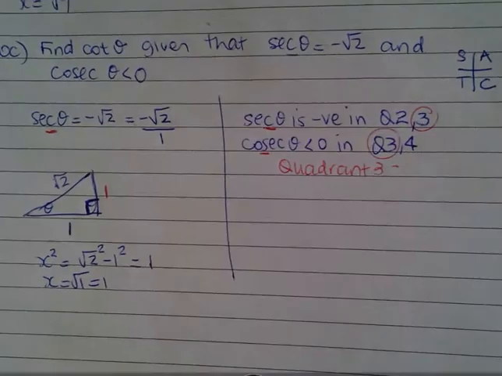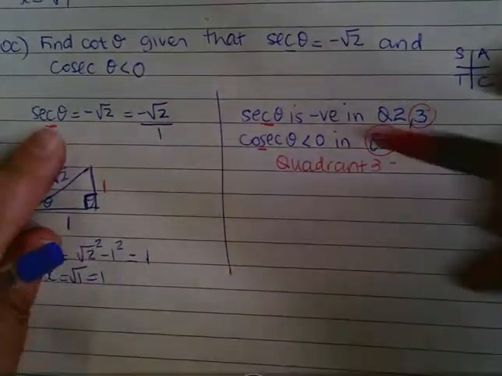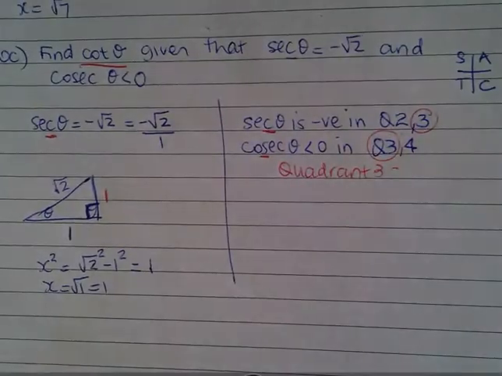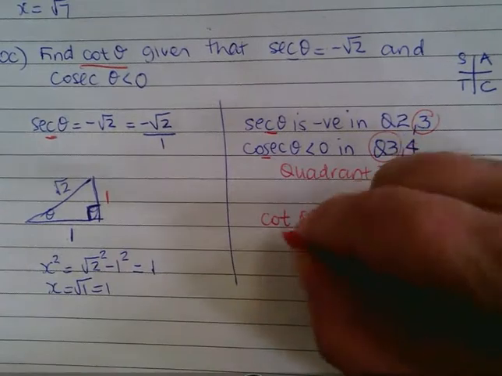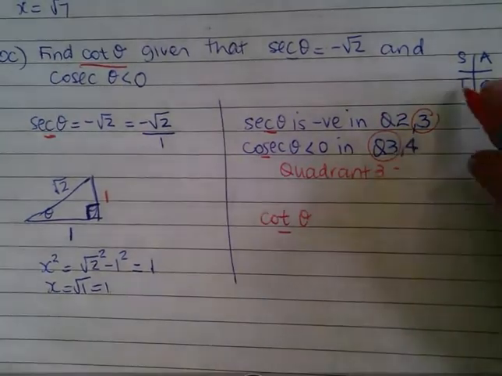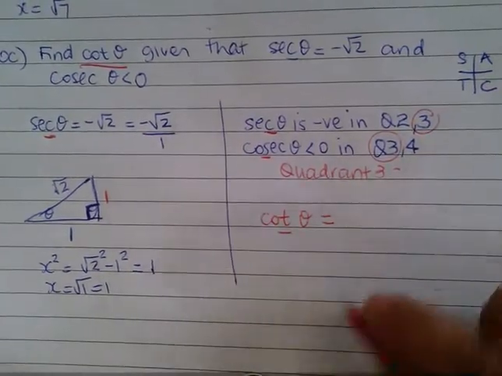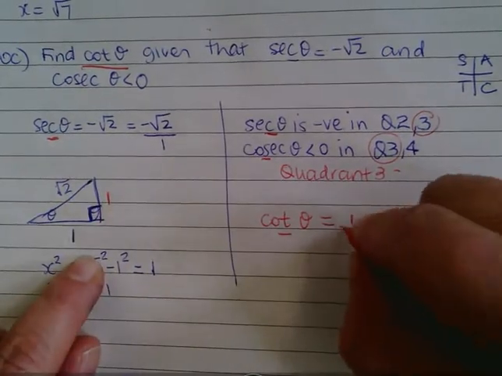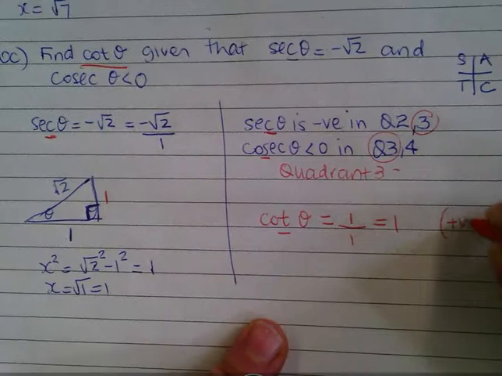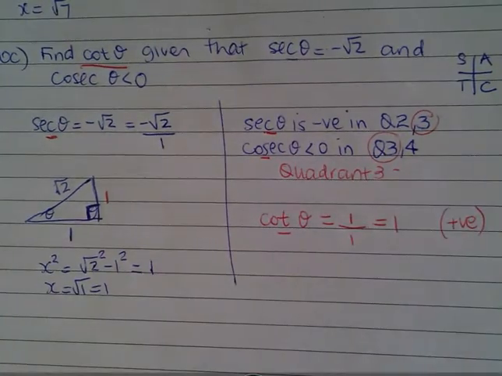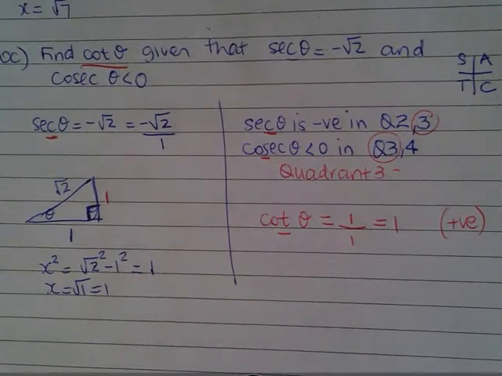And now you can answer your question, which is to find cot. Tell me about cot in quadrant 3. Cot theta is whatever tan is. Positive. So it's positive. 1 on 1, which is 1. It's positive in quadrant 3. I'd be underlining those third letters if I were you.